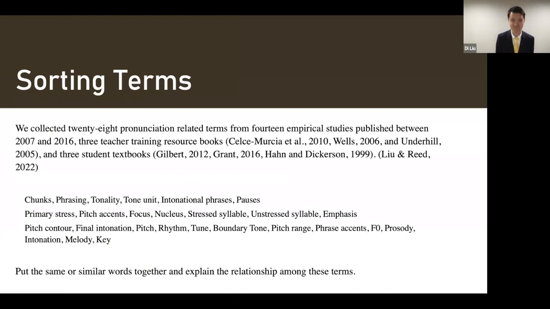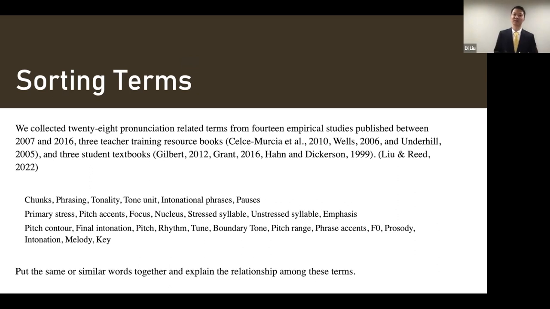Let's do another activity. In a former study that I collaborated on with Allison McGregor, Beth Zielinski, Colleen Meyer, and also Marnie Reed, we collected 28 pronunciation-related terms from 14 empirical studies published between 2007 and 2016. And we also collected terms from 3 teacher training resource books and 3 student textbooks. And these are the terms: chunks, phrasing, tonality, tone unit, intonational phrase, pauses, primary stress, pitch accent, focus, nucleus, pitch contour, final intonation, et cetera, et cetera.